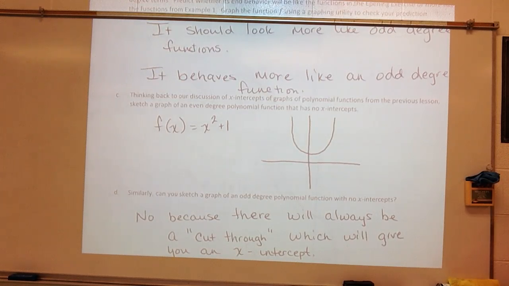Okay, so here's what you need to understand. Odd degree polynomial functions are always going to have at least one x-intercept. Alright? So there's always going to be at least one 0. The graphs of even degree polynomial functions may or may not have x-intercepts.